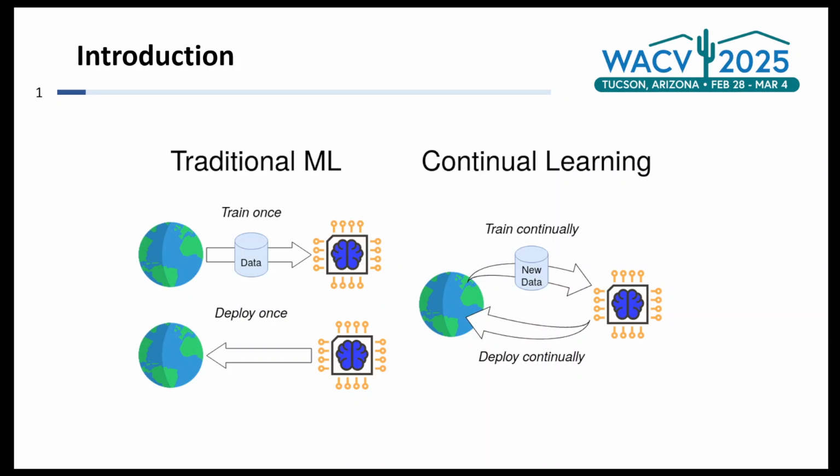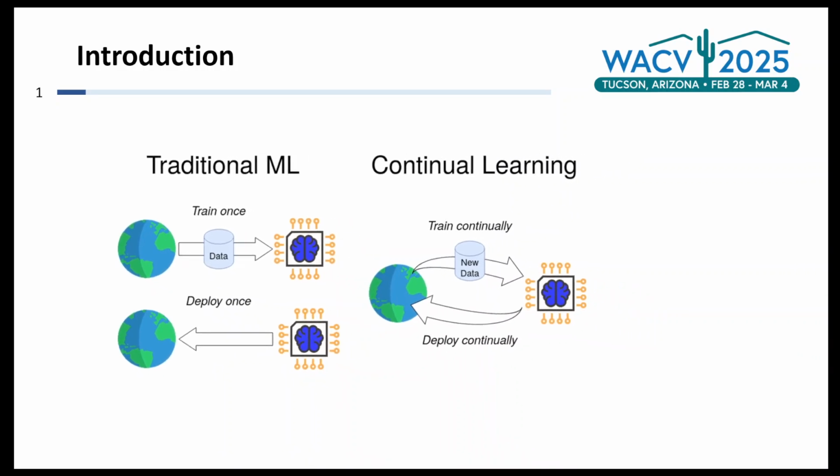Okay, let's see what the problem is. In traditional machine learning, a model trains on a fixed dataset and remains static, unable to learn from new data. Continual learning solves this by updating the model with new data while it retains past knowledge. This allows the model to adapt and improve performance in dynamic and real-world scenarios.